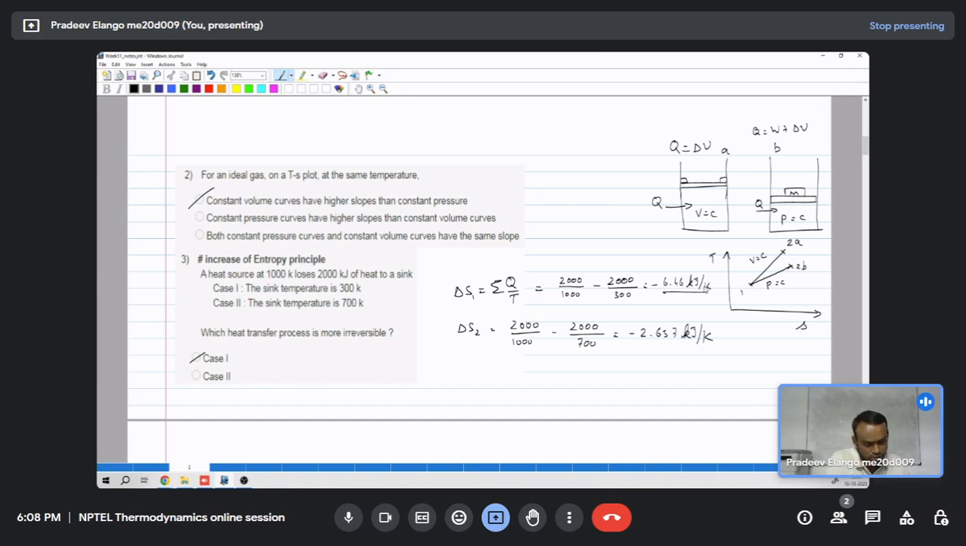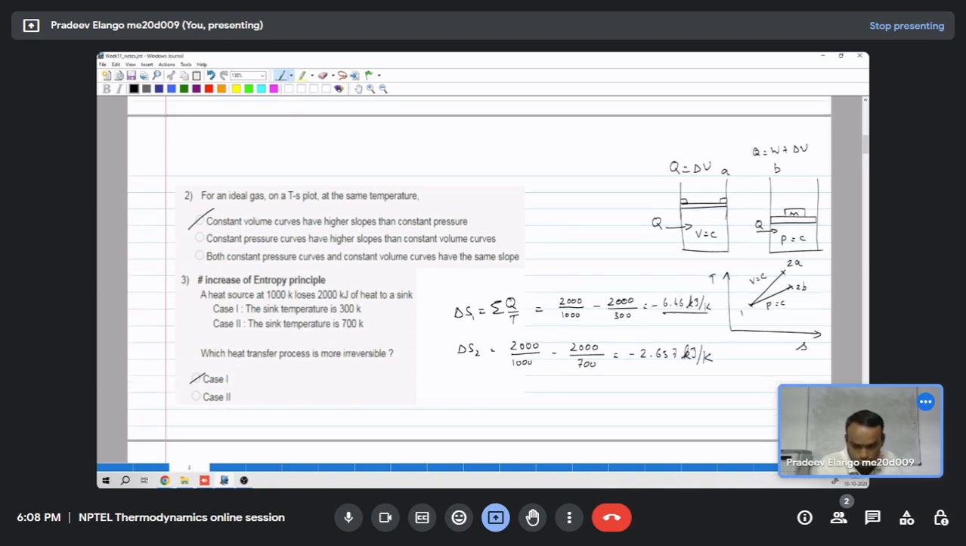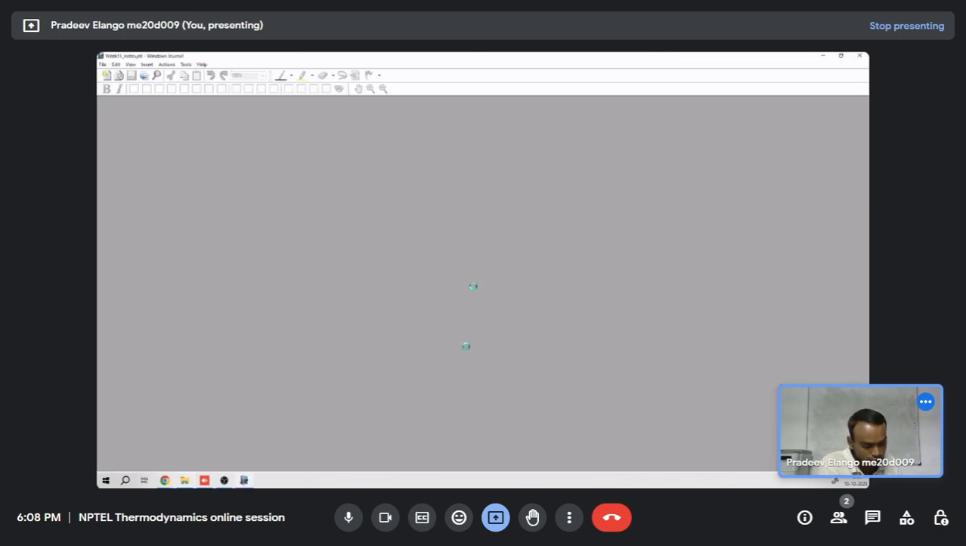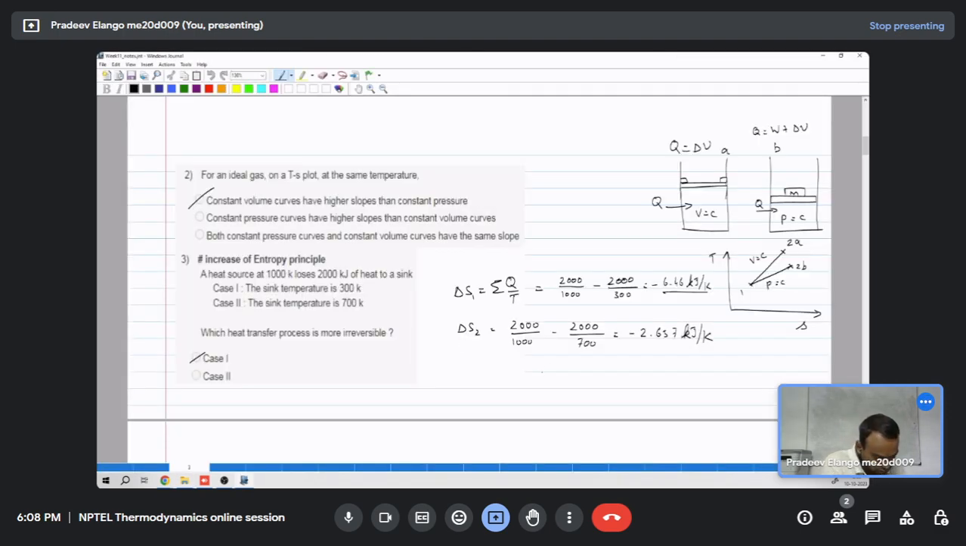So this will be generally written as the summation over del Q by T plus entropy generation is equal to 0. So we will have S gen equal to minus of this summation. So that is why we got a minus sign.